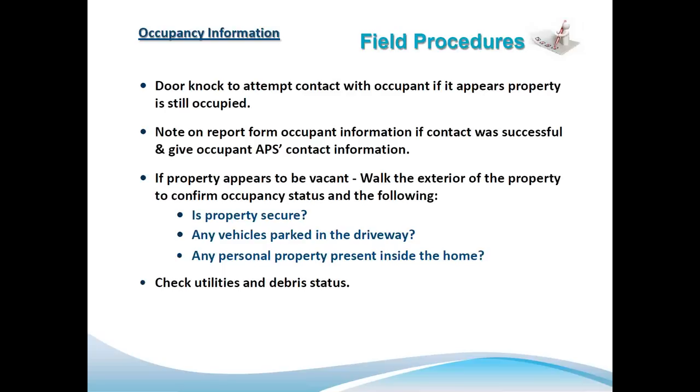If a property appears to be vacant, the vendor must walk the entire exterior of the property to confirm occupancy status and the following. Number 1, is the property secured? Number 2, are any vehicles parked in the driveway or anywhere else on the property? And number 3, is there any personal property present inside the home? If any of these questions are answered yes, the vendor may want to reconsider their occupancy status, as these items typically would indicate that a property is occupied. APS has also asked that we check whether or not the utilities are on and whether or not there is any exterior debris on the property.